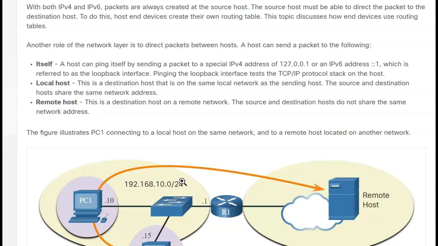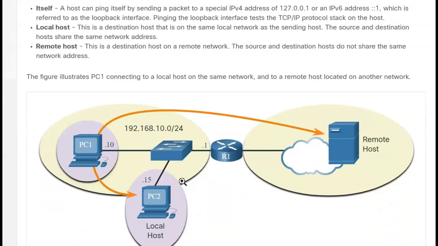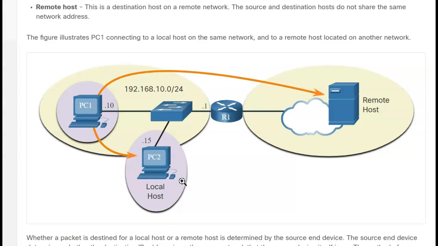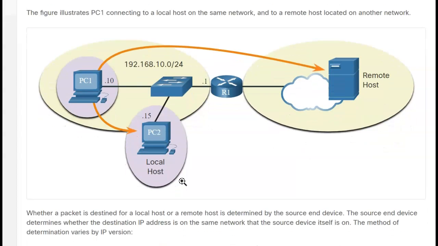You can send a message to the local host. This is a destination host on the same network as the sending host, where the source and destination are on the same network address. Or it can go to a remote host, and this is where the destination host is on a remote network. The diagram shows you a couple of the different options that you can choose.